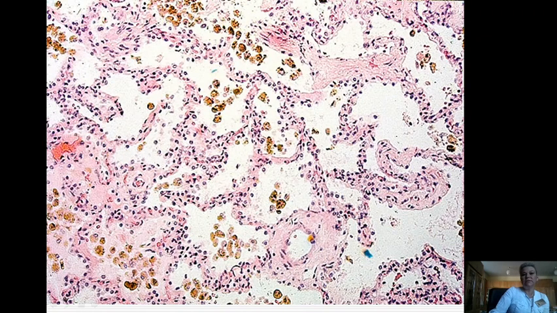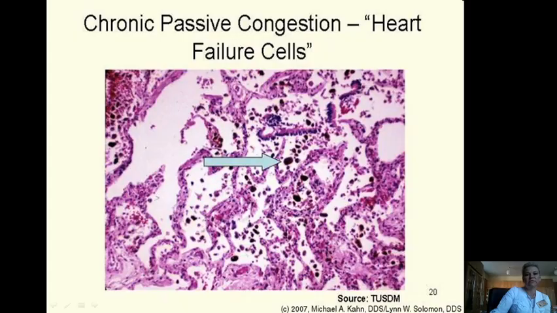Look, in this photo you can see many macrophages with hemosiderin of brown color and growth of connective tissue around veins and in the intraalveolar septums. Induration means consolidation. Induration means solid consistency as a result of growth of connective tissue.